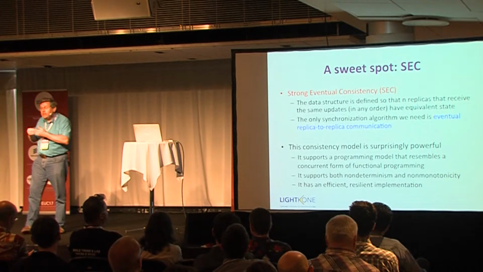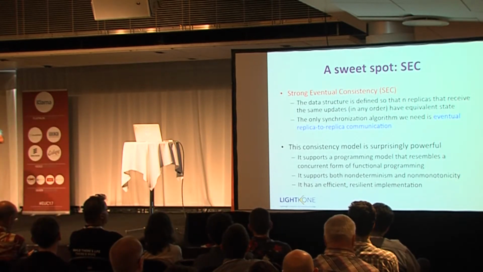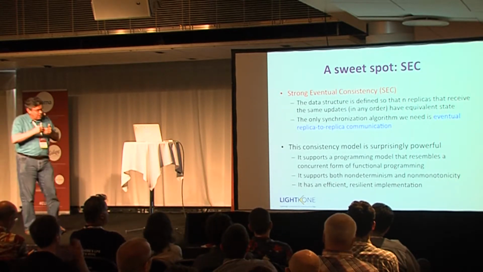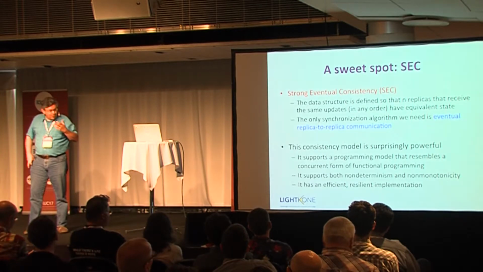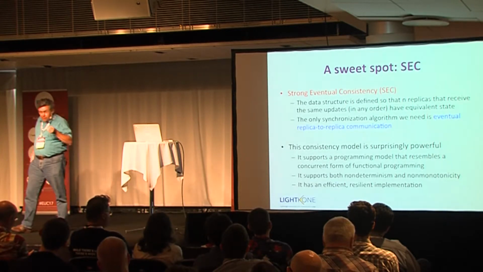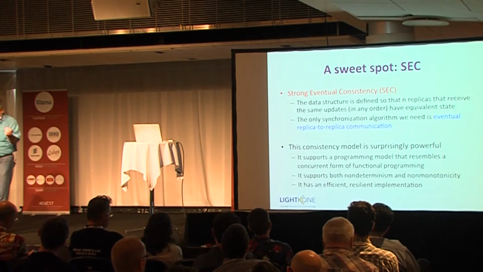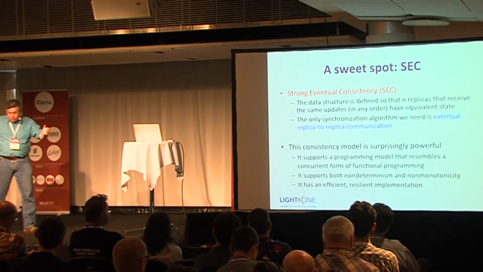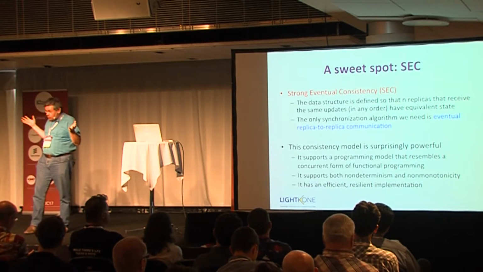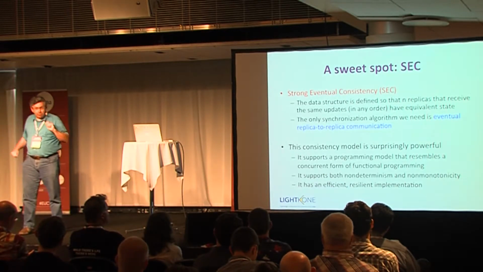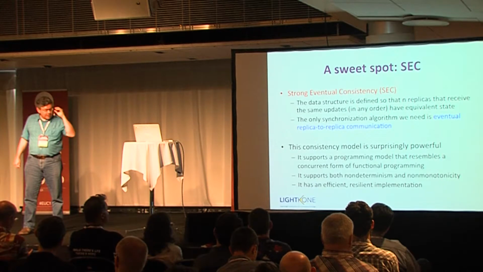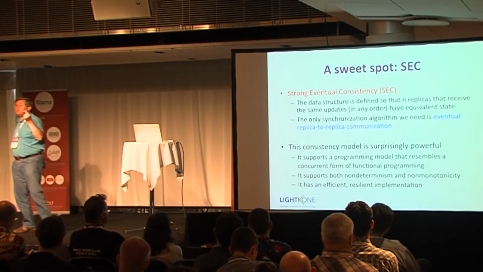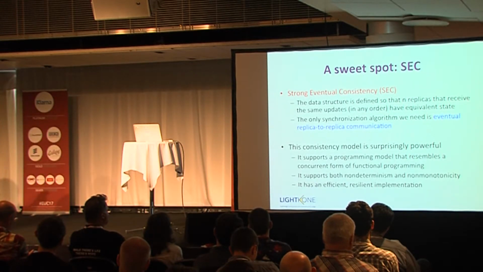That's a very weak model, okay? And the only synchronization we need to do that is eventual communication, replica to replica. If I send an update to one replica, eventually it has to propagate to the others. So the only synchronization algorithm is replica to replica communication. Now, this model seems to be very weak, strong eventual consistency.